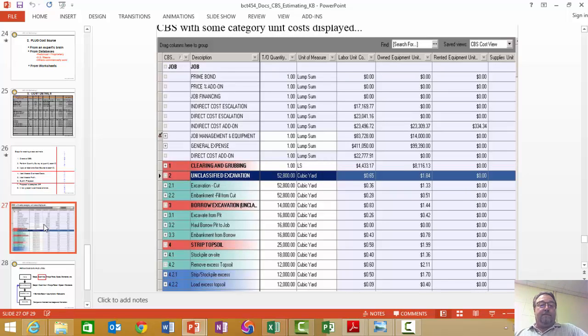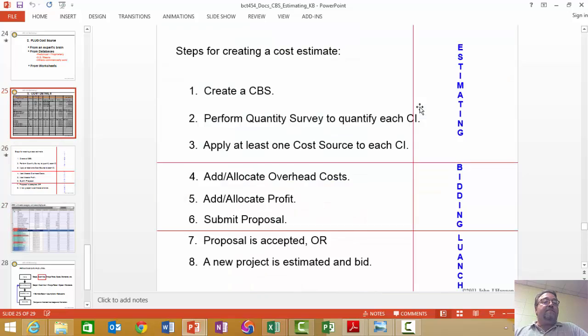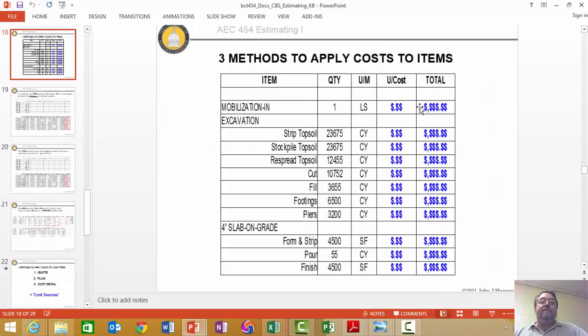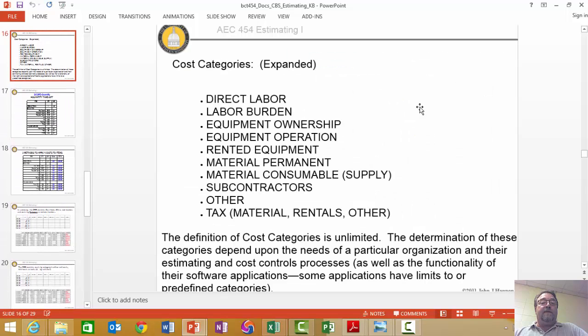This is an estimating software application called Hard Dollar. It's just a cost breakdown right here. This happens to be their job overhead up on top. But here's the quantity, the unit of measure, and here they go with their categories. Okay. Categories can be more than what I define. That's kind of a standard one. I didn't even make you do all that.